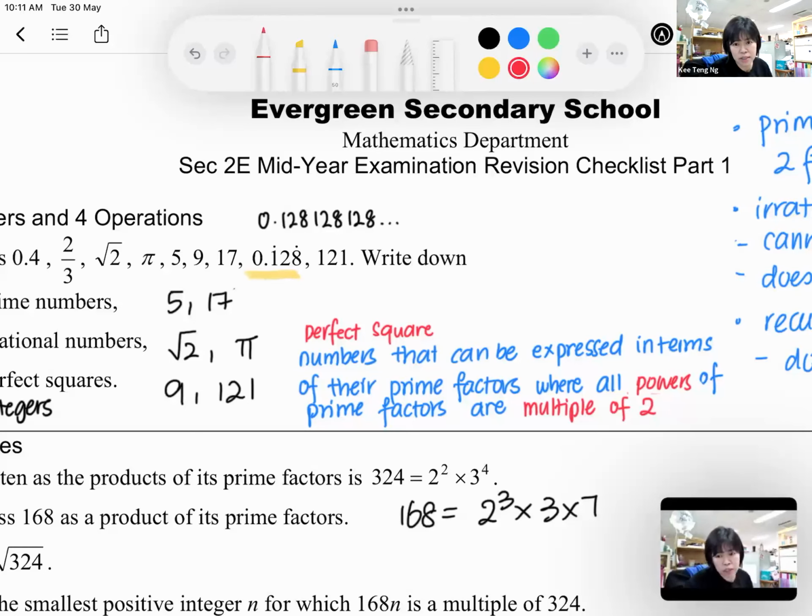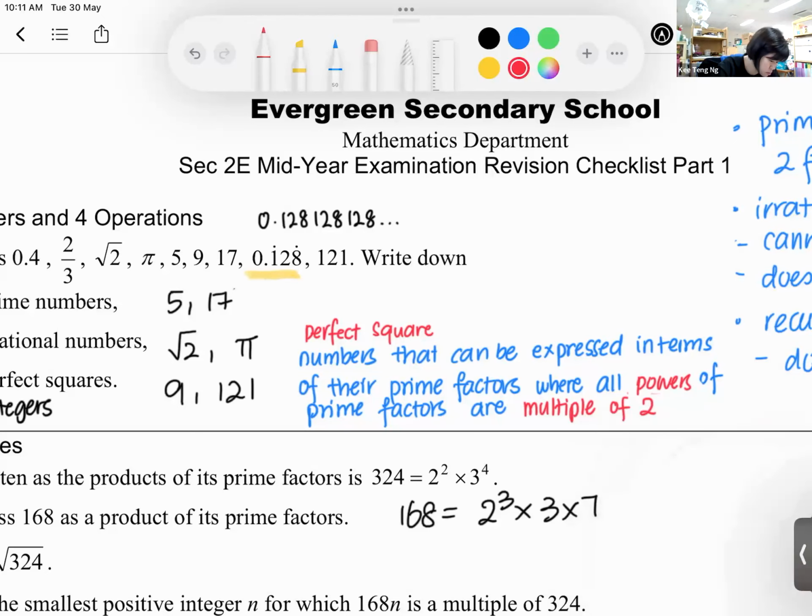Okay, in case some of the questions ask you to write the definition, right? So you need to know. Okay, all right, next question.